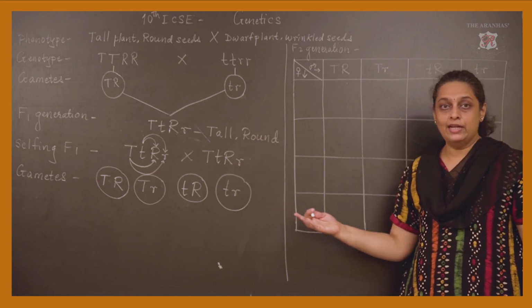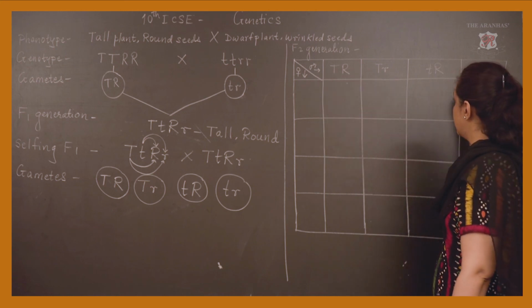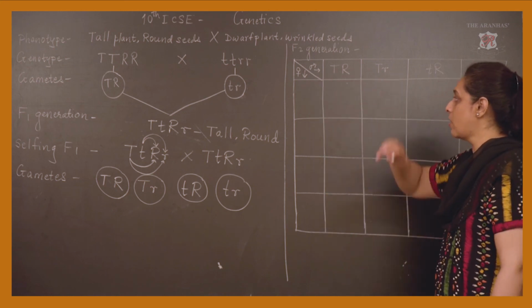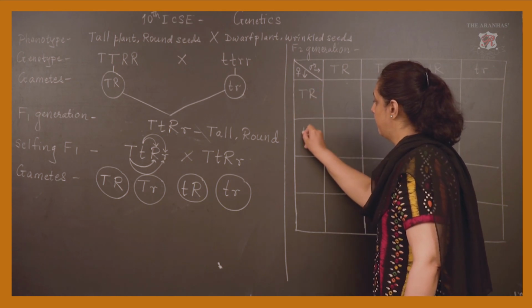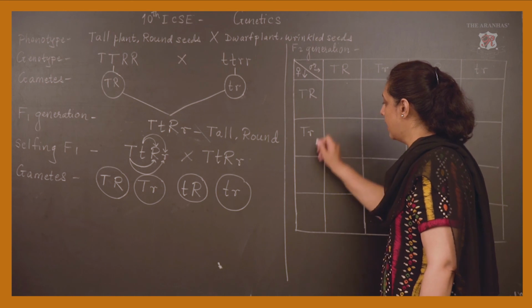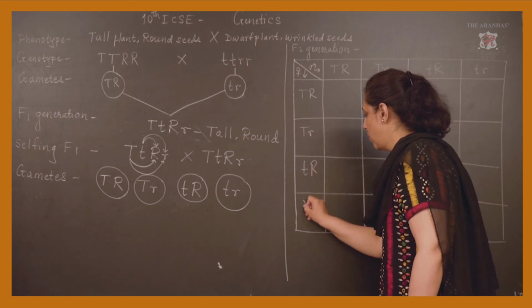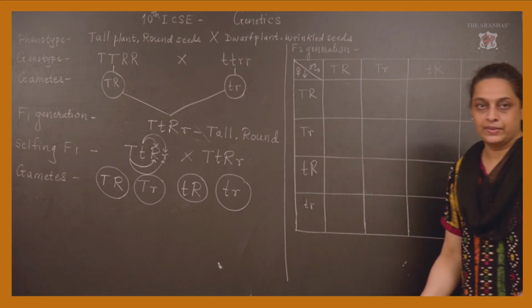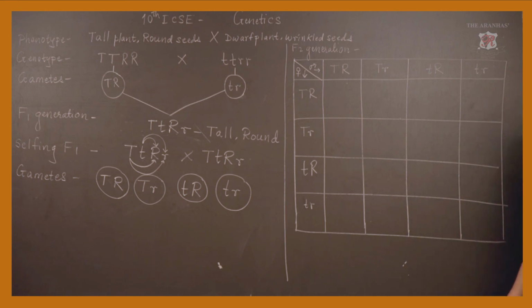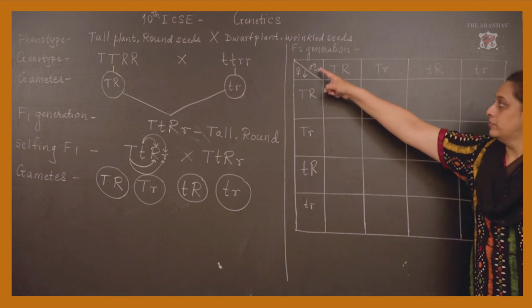Now the female parent will also produce a similar type of gametes. So I am repeating this sequence in the first column. Capital T, capital R, capital T, small r, small t, capital R, small t, small r. Now have a look at the board. I have written the first row, first column.